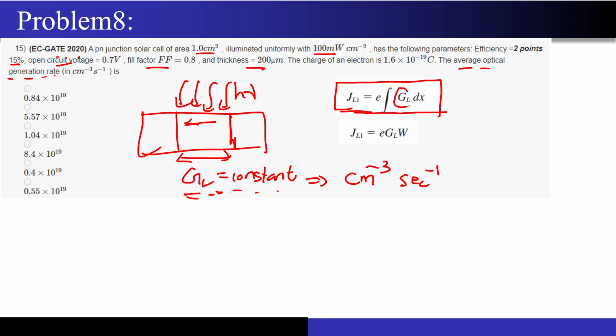If my GL is not changing with the distance, and I just take a strip of width dx, and move this strip from 0 to t, then this GL, since it is not changing, will come out of the integration. Wait, I just made a mistake. Just a minute. See, this is not correct. Wait, this diagram is not correct. Why? I will tell you the reason. Just a minute.